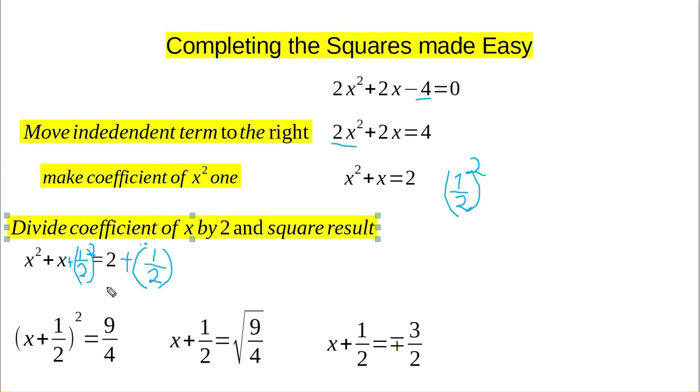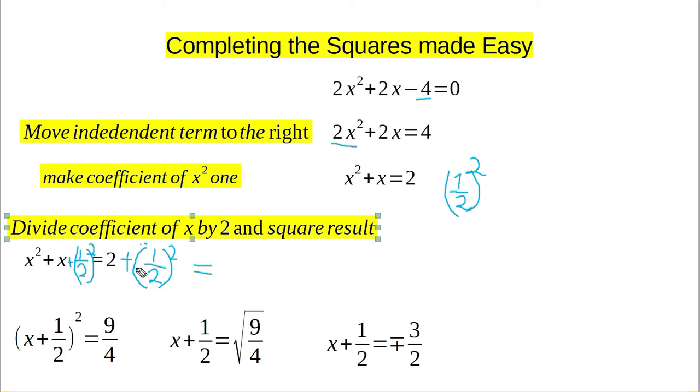Okay, so now what I have here is x squared plus x plus (1/2) squared is equal to 2 plus (1/2) squared. Sorry, I forgot the squared. Now if you look at this, you can complete the square and write (x plus 1/2) all squared, and then you can solve this easily.